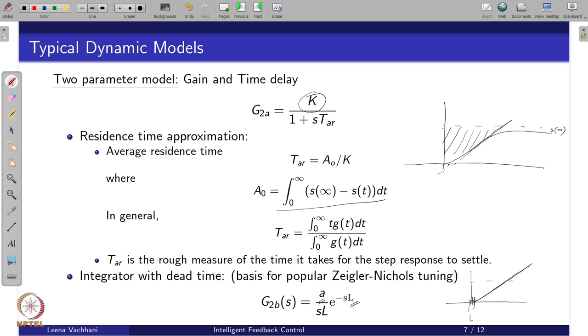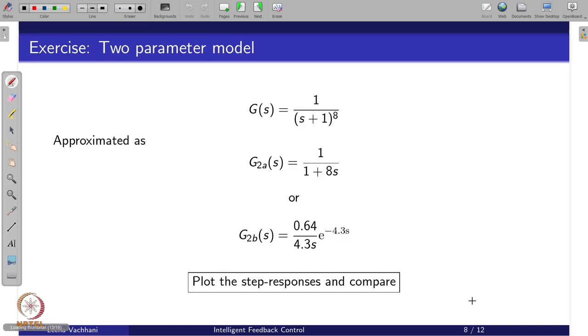Integral with dead time is also a basis for the popular Ziegler-Nichols tuning method, which we can see in the later part of the video in this week. Here comes a simple exercise that you can look forward to. For example, my system is an eighth order system with multiple poles at minus 1. Just plot the step response of this, and of course, with some method, approximate this system as a two parameter model, as a first order system, or as an integral with dead time.